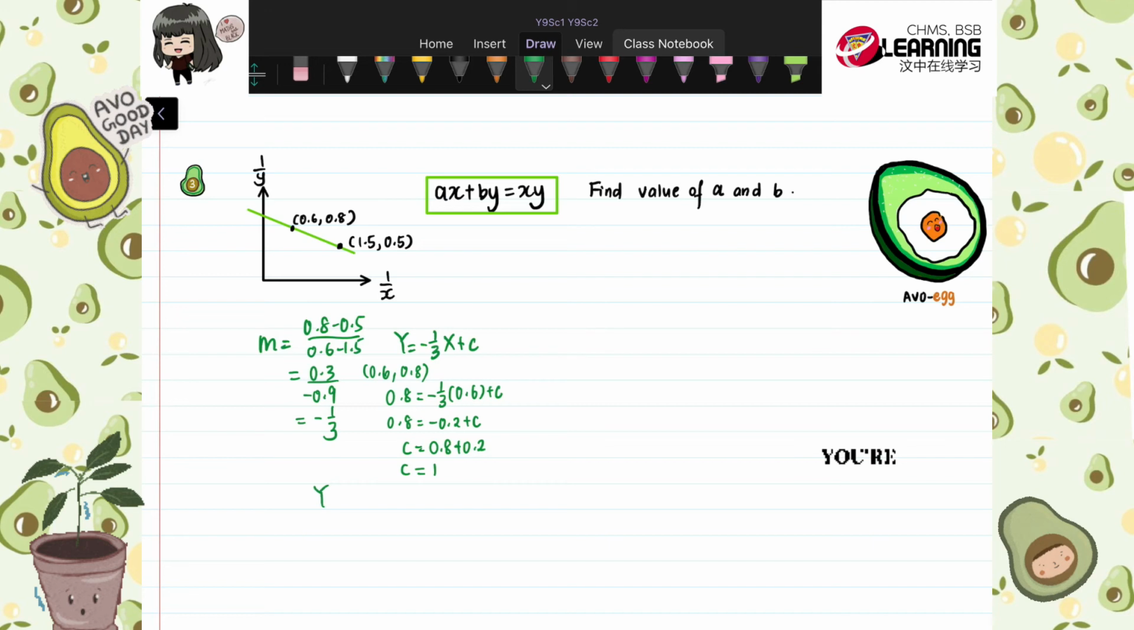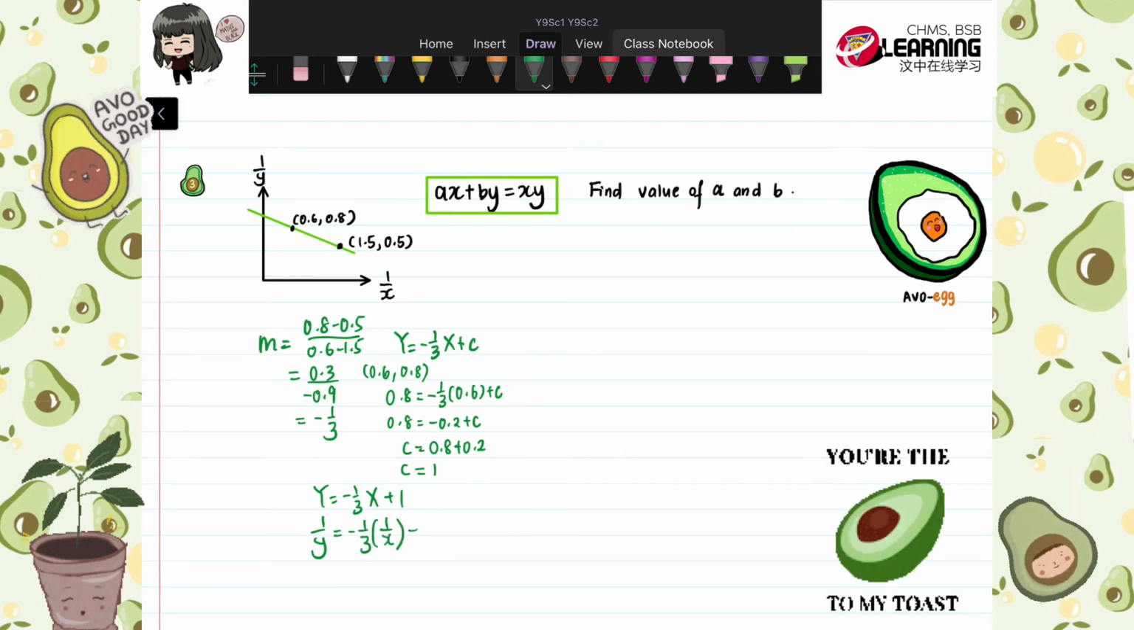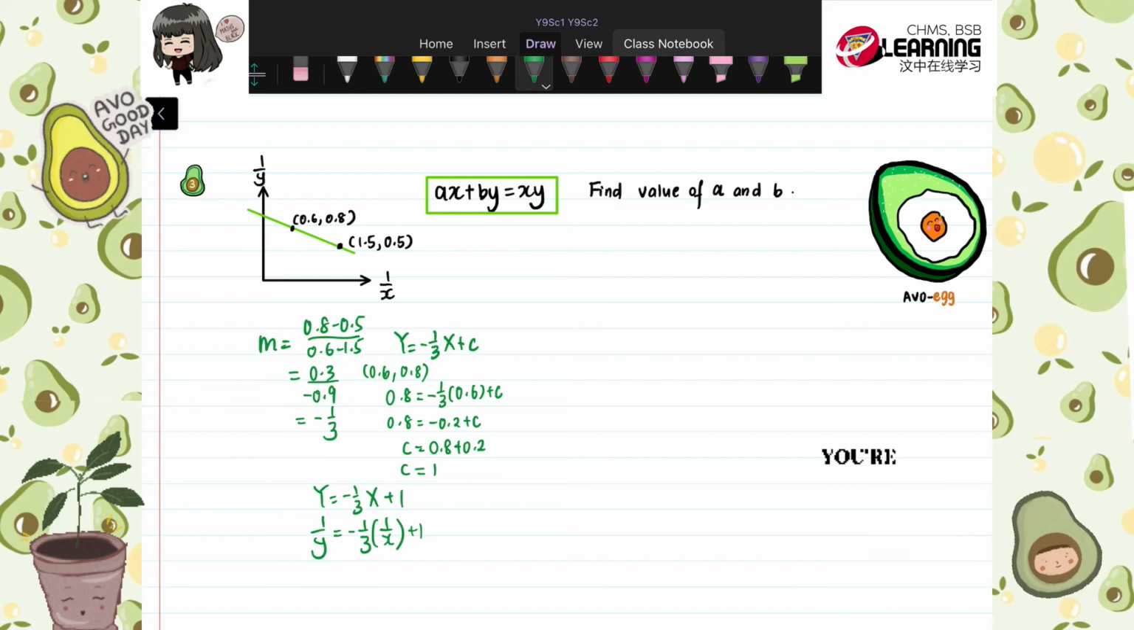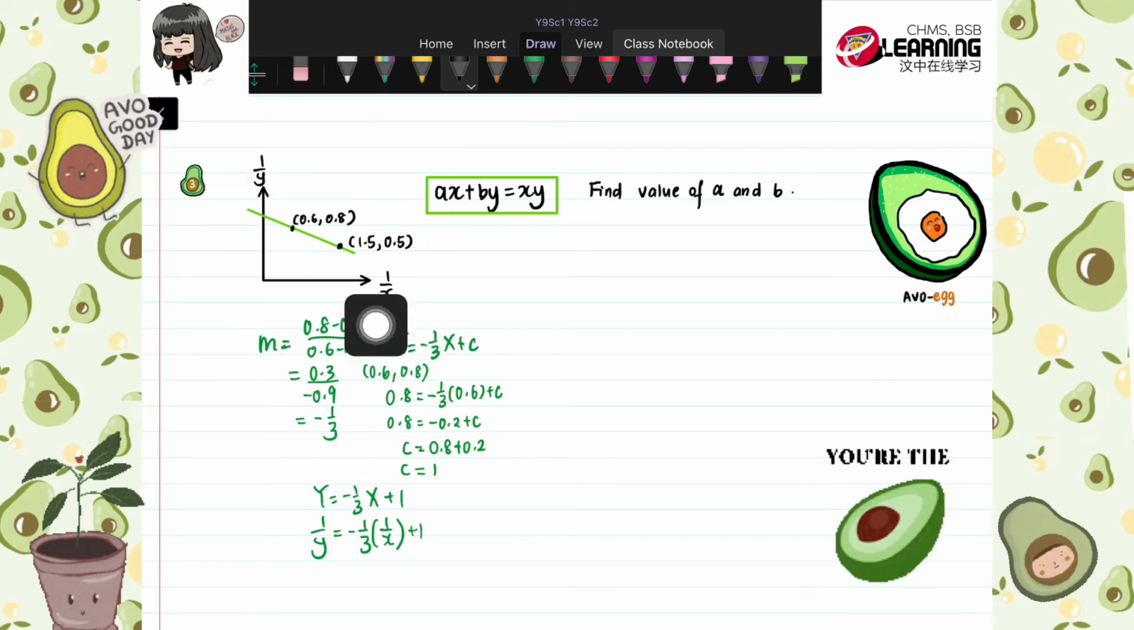So big Y equals negative 1 over 3 big X plus 1. So 1 over y equals negative 1 over 3 times 1 over x plus 1. Okay, I leave it here first. I leave it like this first. Then I reduce this. Okay, when I reduce this, make sure my big Y must be 1 over y and big X is 1 over x. Okay, you can pause the video and try to reduce it if you want.